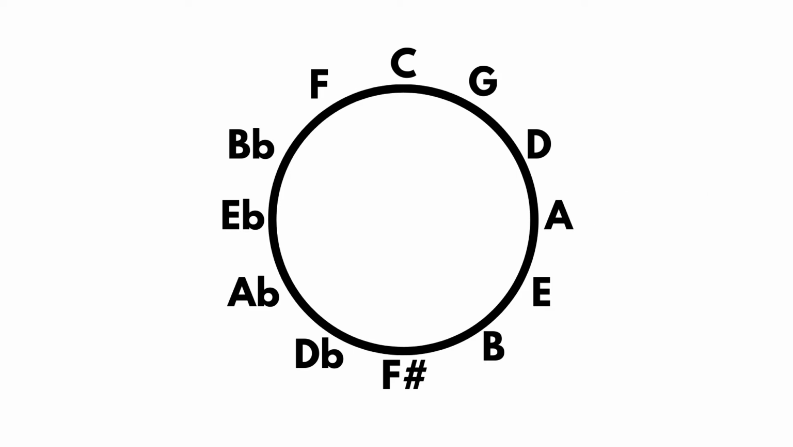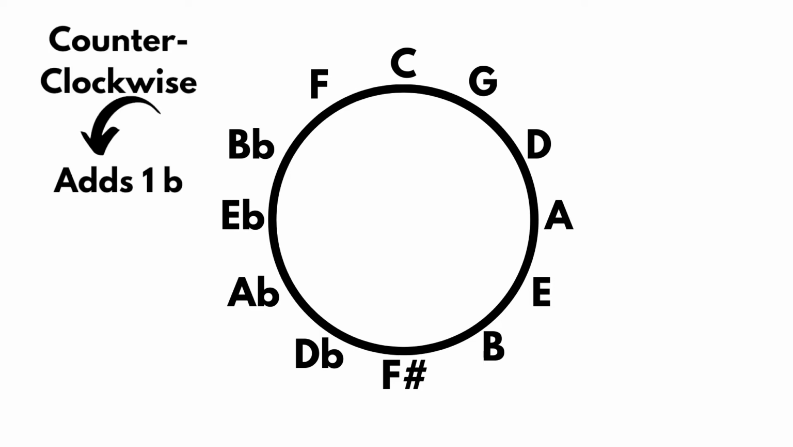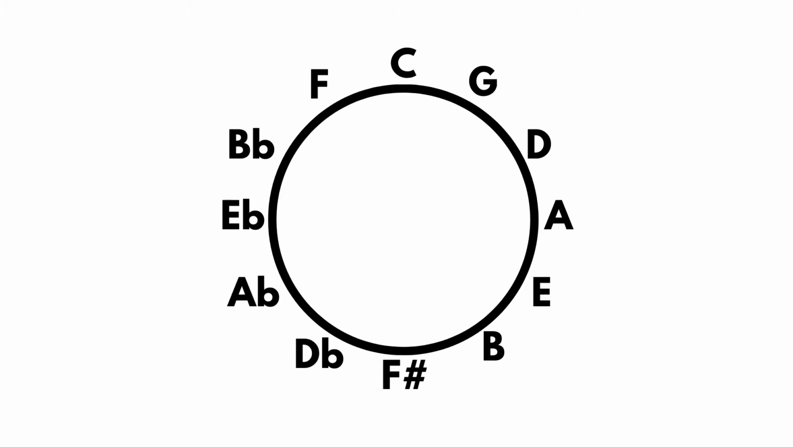We can also use the circle of fifths to determine the amount of flats in a given scale. So let's again start with C major. C major does not have any flats, so that would be 0. Now when we move counterclockwise around the circle of fifths, we'll be adding 1 flat to the particular key we pass by. So in this case, we'll go from C to F. And when we do that, we will add 1 flat to the F major scale.